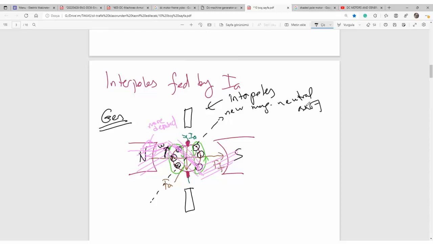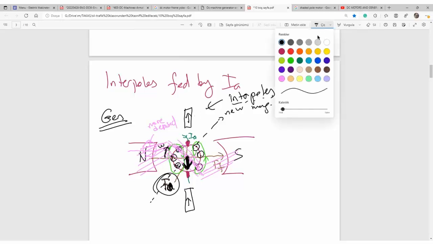But to overcome this problem, that was the cause, FA. That was the reason why there is a distortion. That distortion will be reverted back by using a reverse magnetic field generated by interpoles. Okay, let's revert it back.